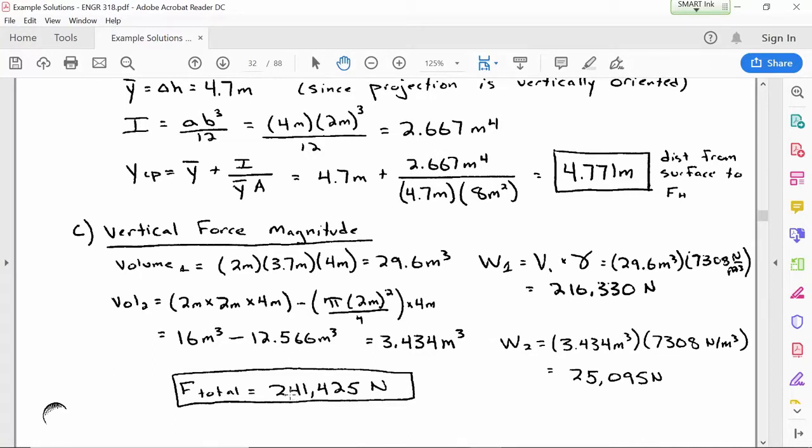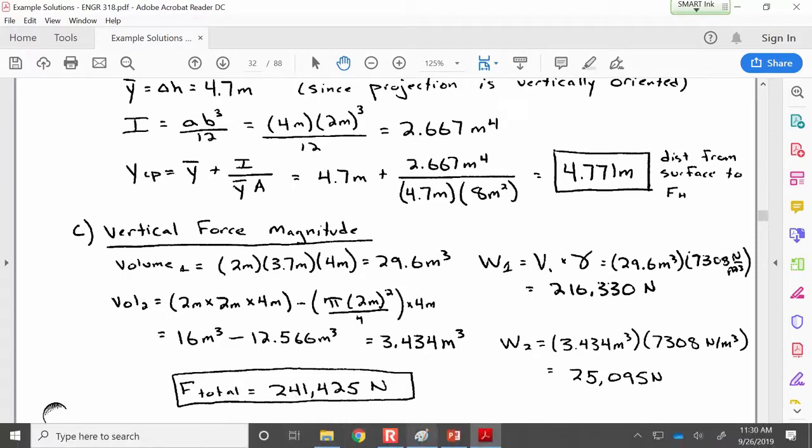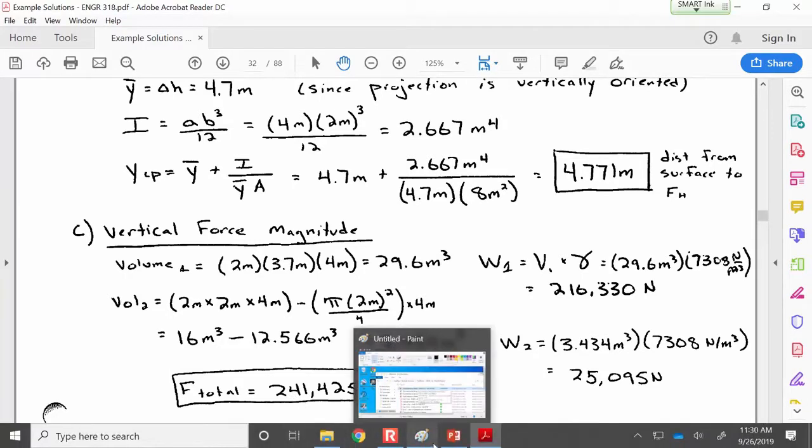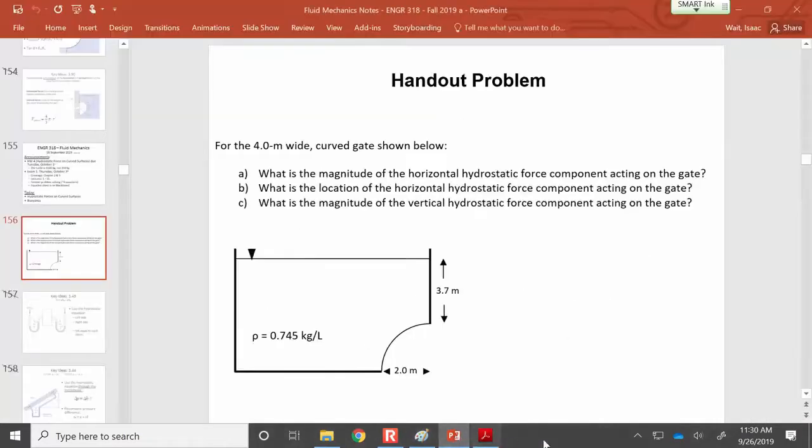Any questions about this example problem? All right.